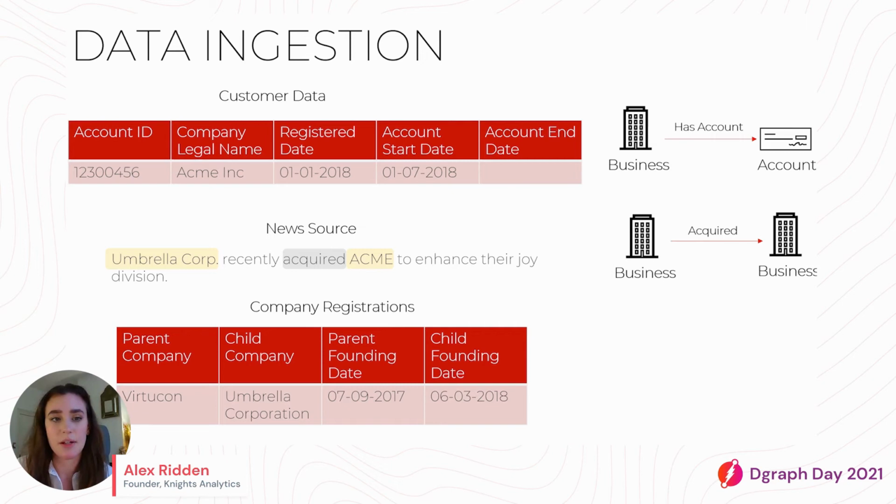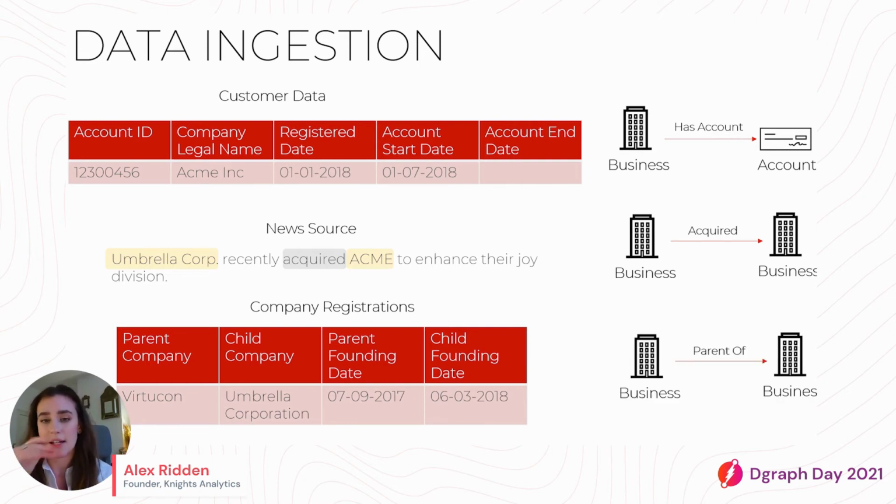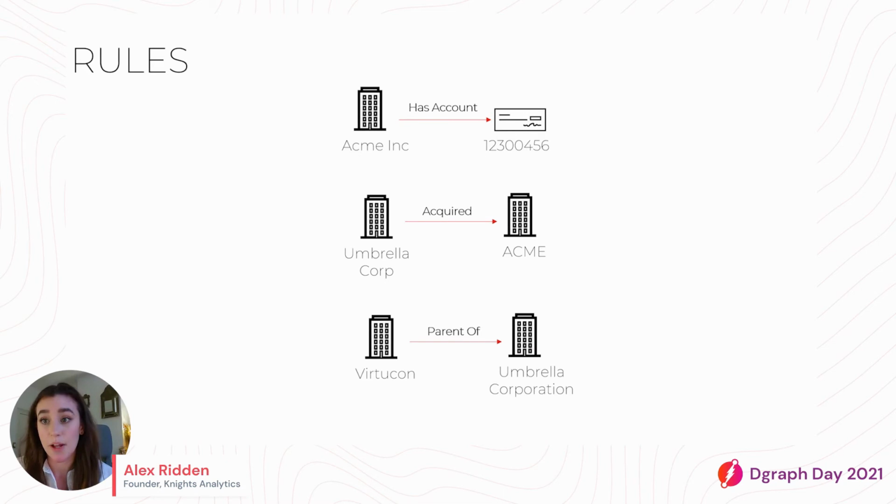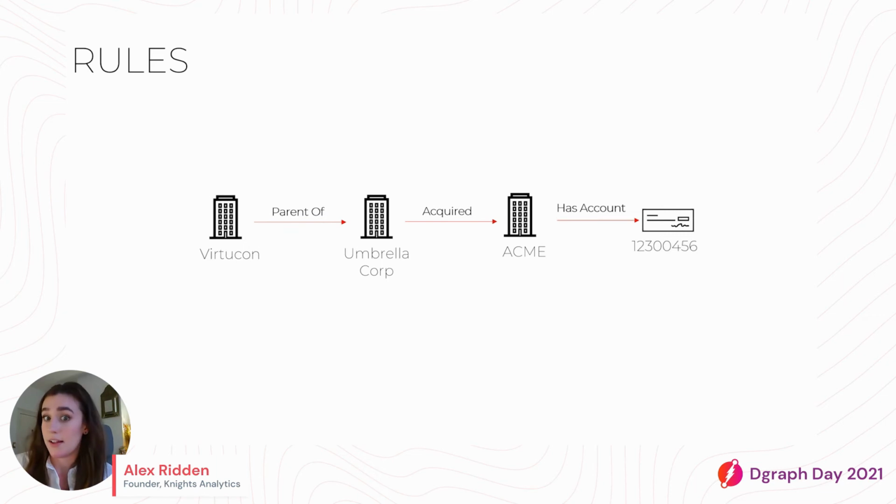And then finally, we've got company registrations, a completely different company that we haven't seen yet. Virtucon is the parent of the child company Umbrella Corporation. We've got some founding dates, but that can be represented in this way: a business is a parent of a business. If we take that data and just take the names, then we assume these are the triples that we get from my example. Once you load them into the graph, there are going to be some connections found, which I'll dive into more in the next section. Essentially, we've got Acme Inc. and Acme, and we believe they're the same, and Umbrella Corp and Umbrella Corporation we think are the same. So when you load them into your graph, it will look something like this.